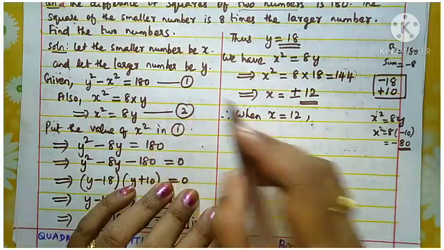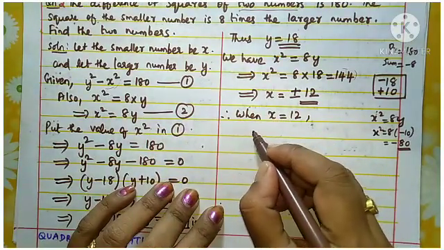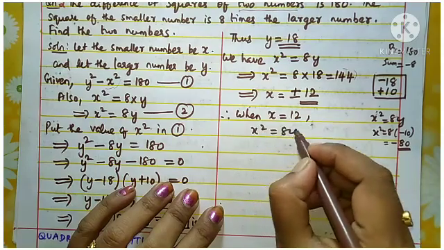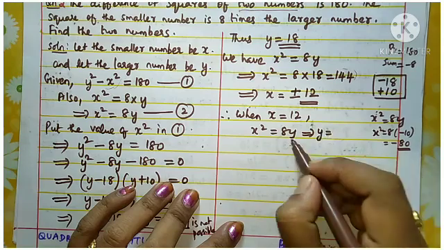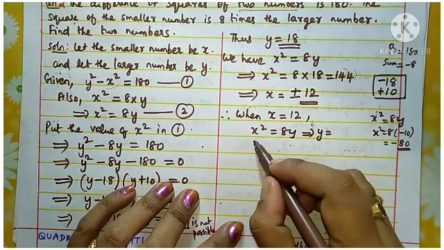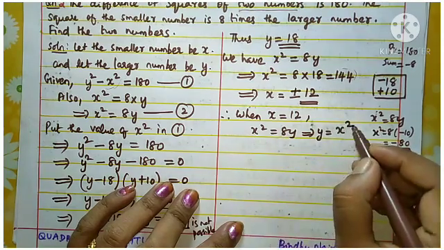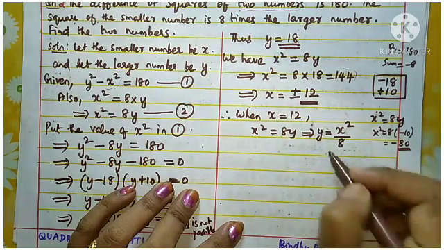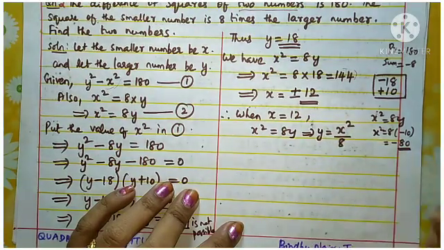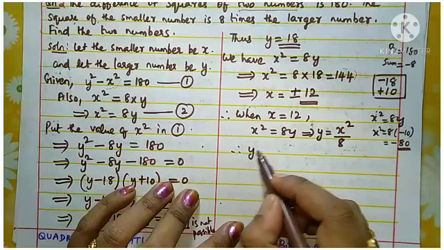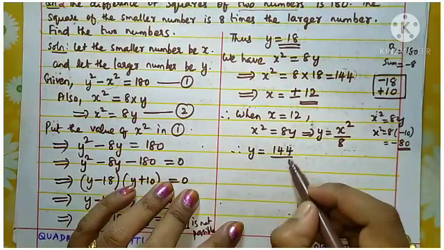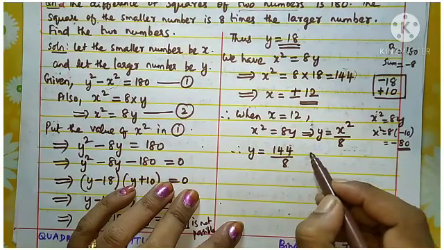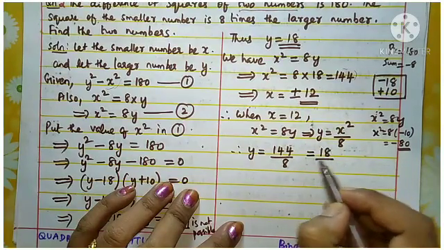You see here we have x square is equal to 8y. From this we can find the value of y by transposing 8 to this side, that is x square by 8. Okay, then we will find the value of y. So therefore y is equal to x square, x square means 144 by 8. When you simplify, you will get 18.